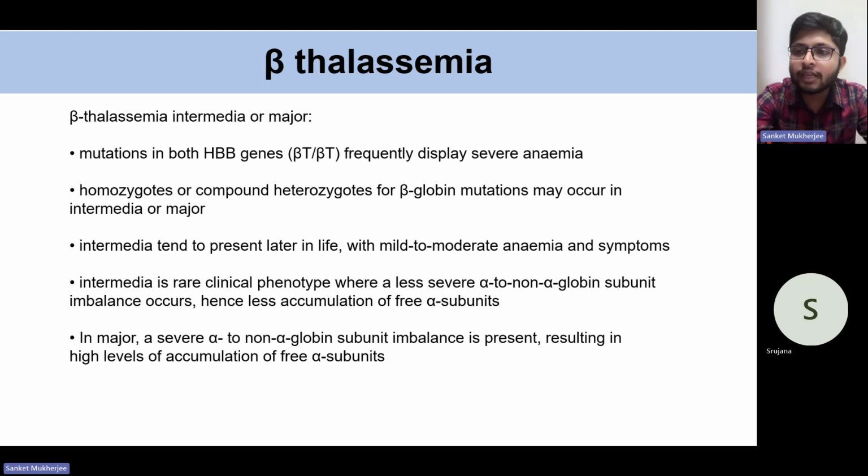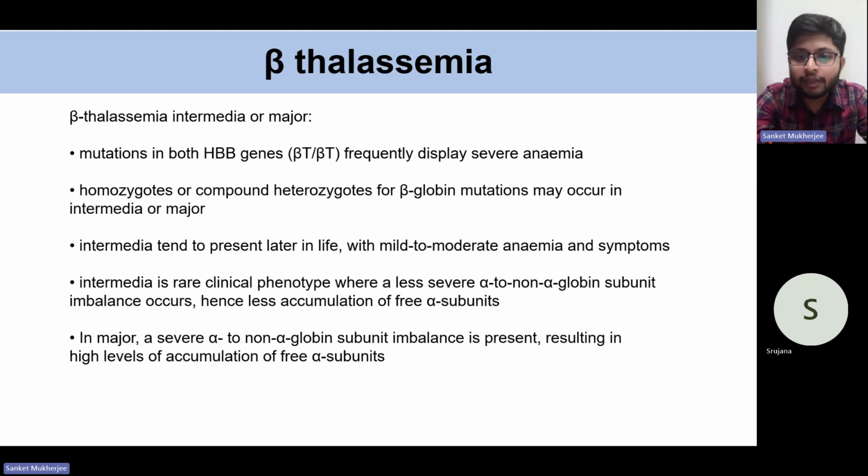Beta thalassemia could also be beta thalassemia major, where there is mutation in both the beta globin genes and there is severe anemia. These are homozygotes or compound heterozygotes for beta globin mutation, and may occur in intermediate or major. Intermediate tends to present later in life with mild to moderate anemia and symptoms.